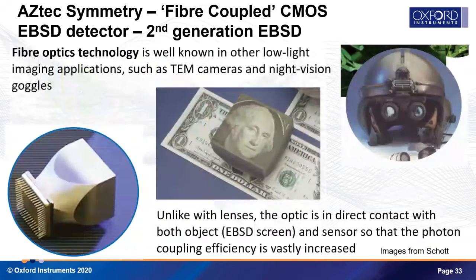Now, if we go to fiber optics, which have been used in many low light applications and particularly in night vision goggles, etc., you can appreciate that by coupling whatever it is you want to look at through a fiber optic bundle down to your imaging device, then you can get a much higher transmission or collection efficiency. And you can see here that it's laid on top of a dollar bill, and you can see a magnified image there because of the difference in the sizes between the front and the back.